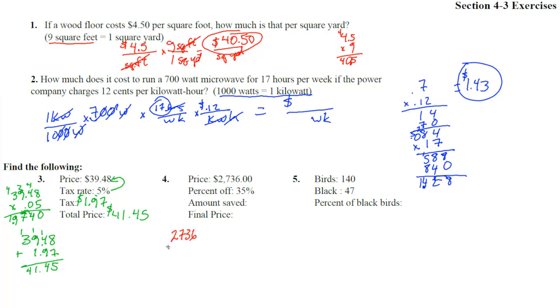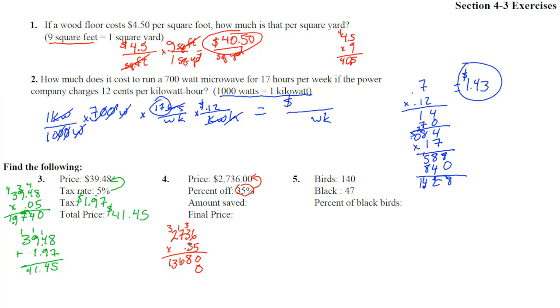$2,736. And we're going to take 35% of that, so 0.35 of that. 5 times 6 is 30, carry the 3. 5 times 3 is 15, plus 3 is 18, carry the 1. 5 times 7 is 35, plus 1 is 36, carry the 3. And 5 times 2 is 10, plus 3 is 13. Now put a 0 down.